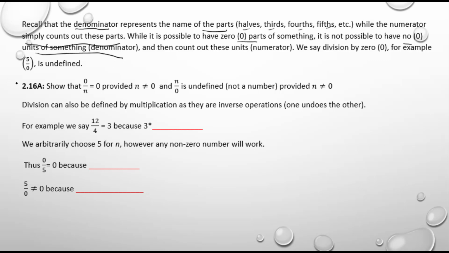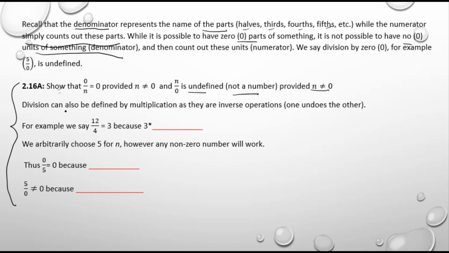So 2.16 is what you are responsible for. Let's go through what that means. So I'm going to show that 0 over any number except 0 is equal to 0. And any number over 0 is undefined, meaning that it is not a number. Again, provided n does not equal 0.